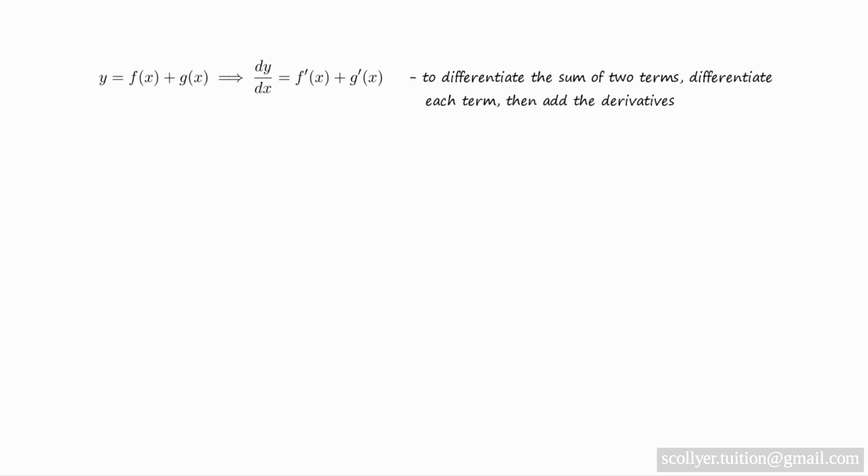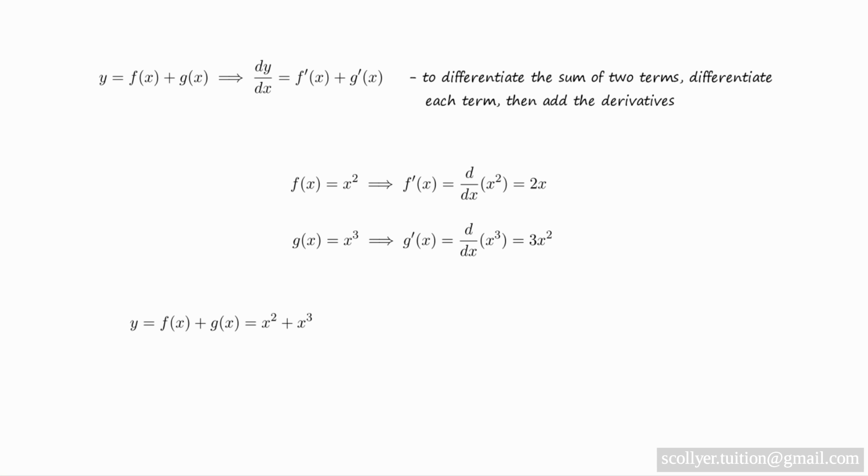Informally, this result says that to differentiate the sum of two terms, we differentiate each term separately and then we add the derivatives. So, for example, if f of x equals x squared, then f dashed of x equals 2x, and if g of x equals x cubed, then g dashed of x equals 3x squared. And so if y equals f of x plus g of x, which equals x squared plus x cubed, then dy by dx equals d by dx of x squared plus x cubed, where x squared is f of x and x cubed is g of x.